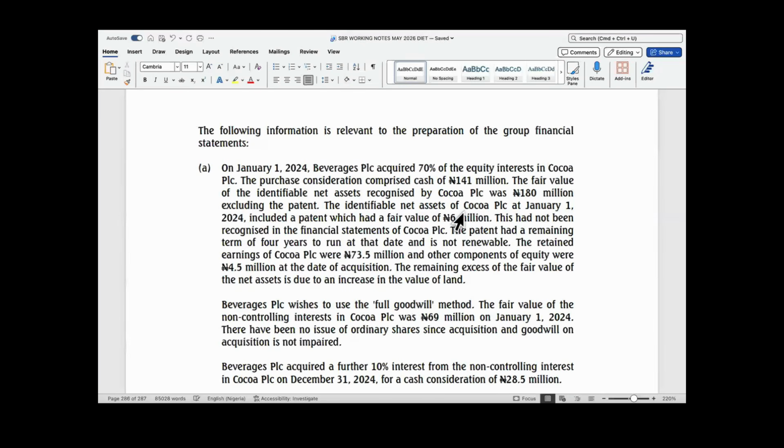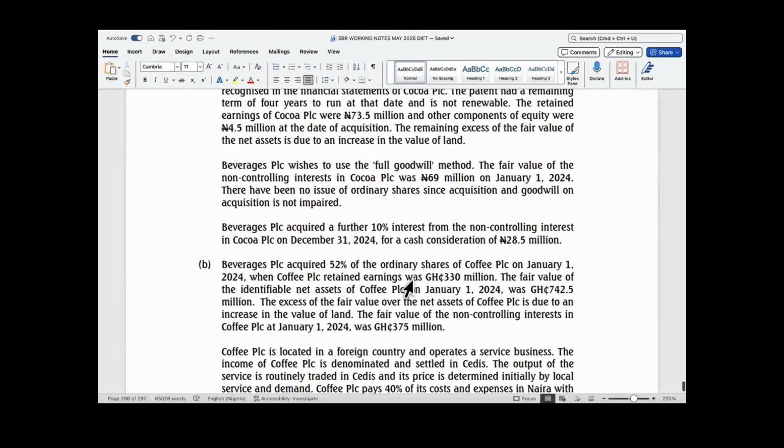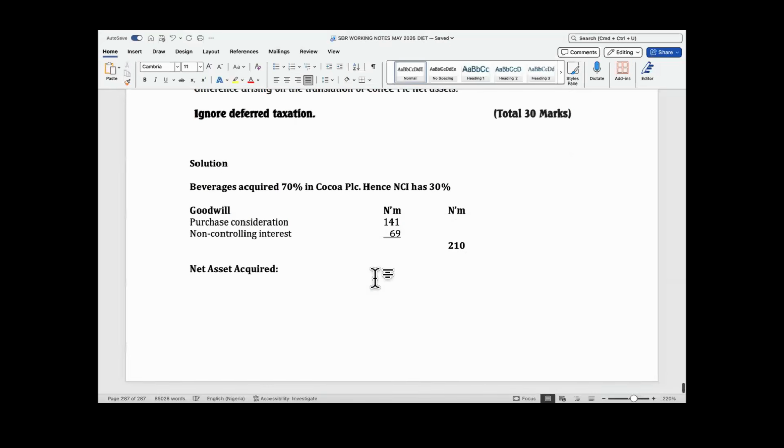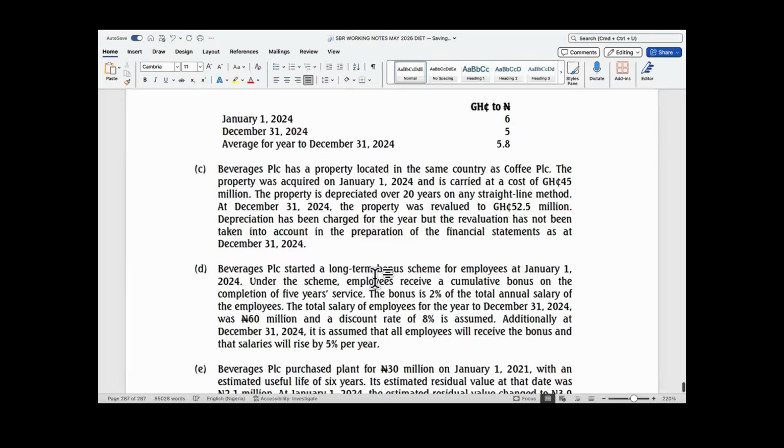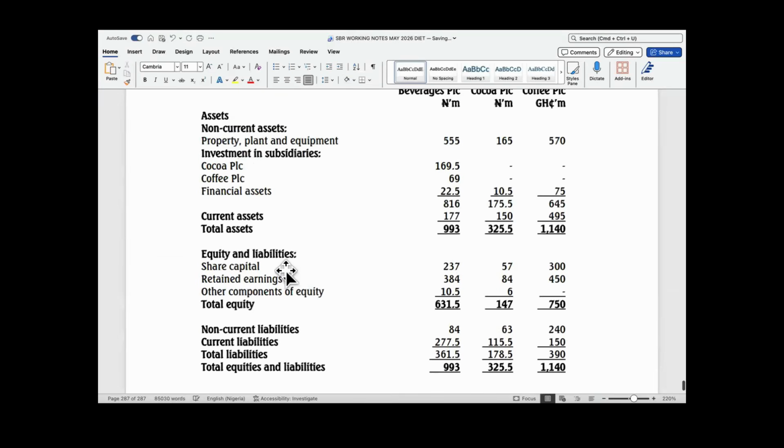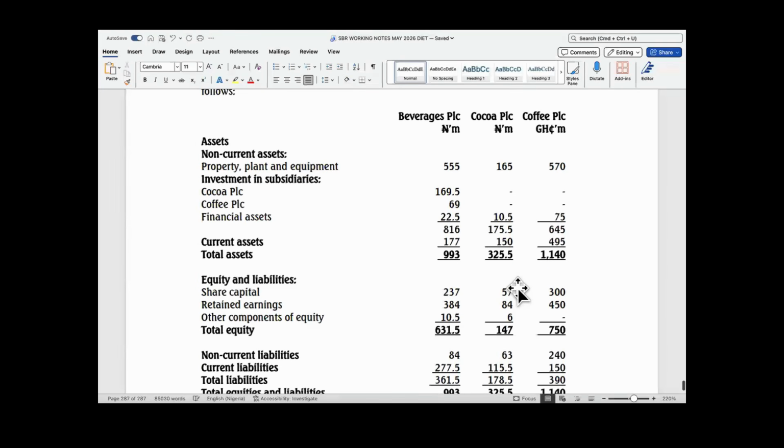But if you look at the last sentence in this paragraph, they said the remaining excess of the fair value of the net asset is due to an increase in the value of land. So that means the examiner expects me to get a fair value of land, which is the remaining excess, the excess of fair value over book value. So I really need to do the way I taught you in class, where I would do share capital. And what's the share capital of the subsidiary? The share capital of the subsidiary, which is Cocoa now, is 57.